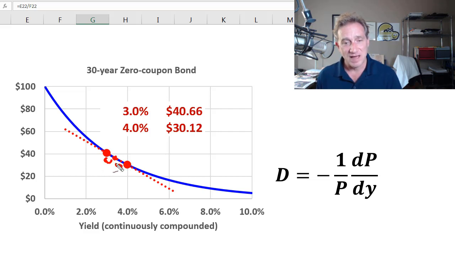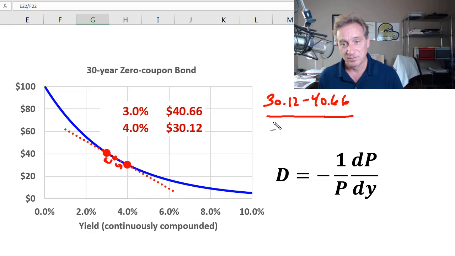Now, what's the slope of that line? Well, I always think of rise over run that I learned in pre-calculus, right? So in the numerator, what's the rise, or the change in price, is going to be 30.12 minus 40.66, right? So basically we lose a little bit over $10 as we increase the yield, and my denominator is the 4% minus the 3%. So that's the thing about computing the slope. We just want to be consistent in rise over run, right?